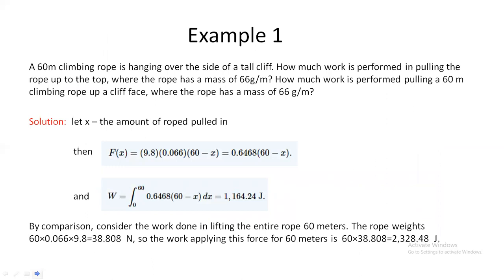A 60-meter climbing rope is hanging over the edge of a tall cliff. How much work is performed in pulling the rope up to the top, where the rope has a mass of 66 grams per meter? Second question, how much work is performed pulling a 60-meter climbing rope up a cliff where the rope has a mass of 66 per meter? Seems like the two questions are the same, but they're not.